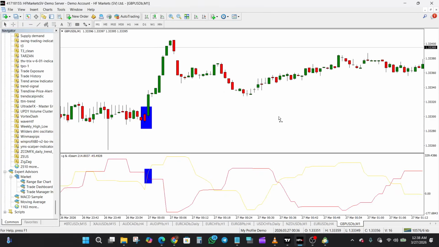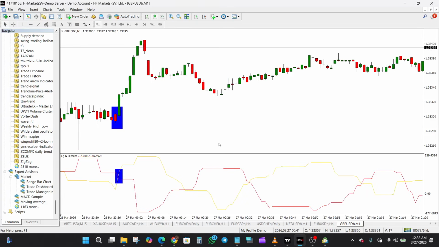And then when we had the red line cross above the orange line, we can see that we had a sell move afterward, right? But ensure that you always get confirmation before executing your trades.